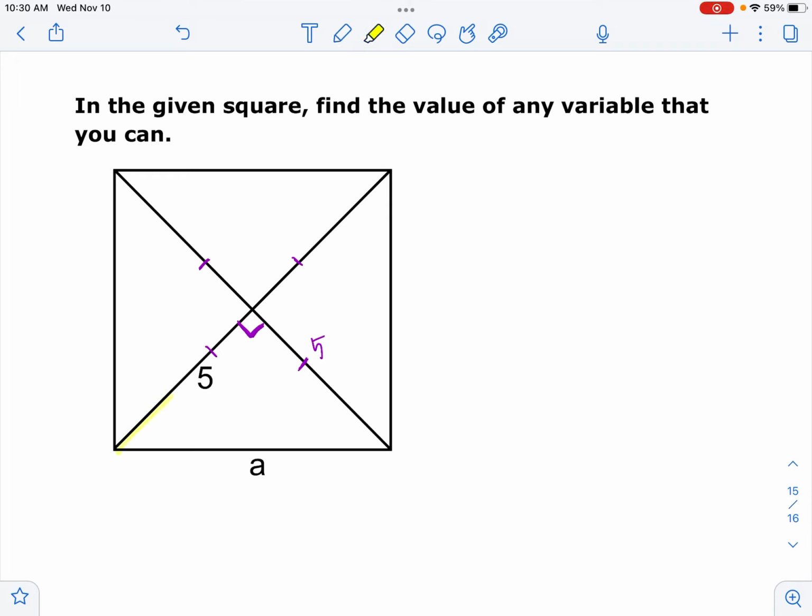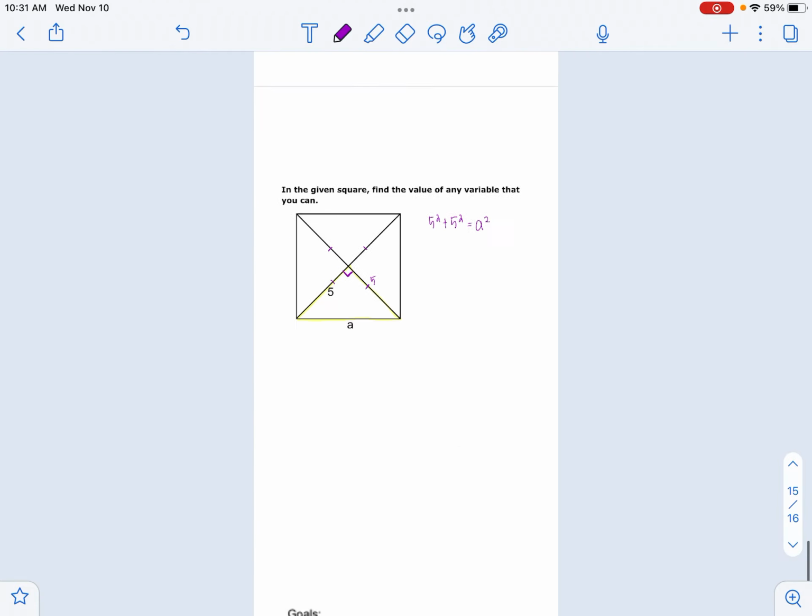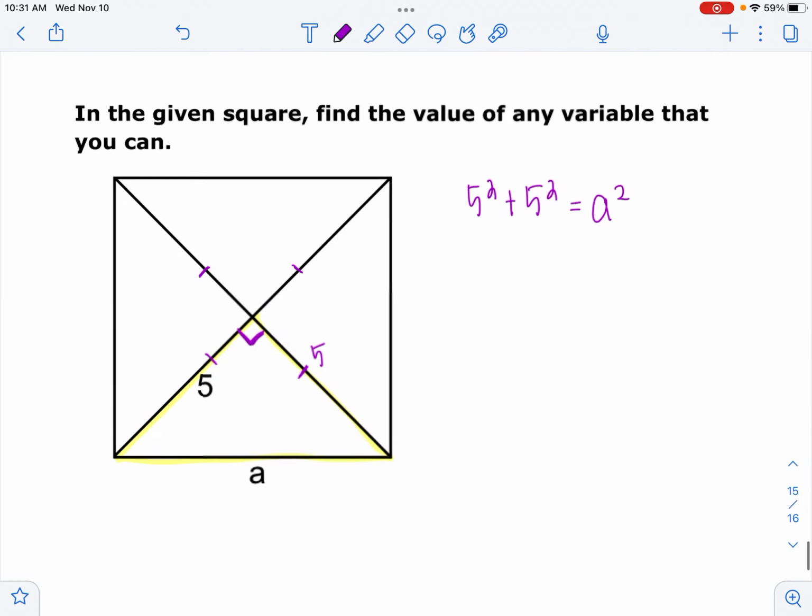So once again, let's look at this right triangle right here. We're going to do leg squared plus leg squared equals hypotenuse squared. Okay? All right, so the whole purpose of this is to teach you how to simplify a radical instead of using a decimal. So 5 squared is 25 plus 5 squared is 25 equals a squared. 50 equals a squared. Square root to solve.